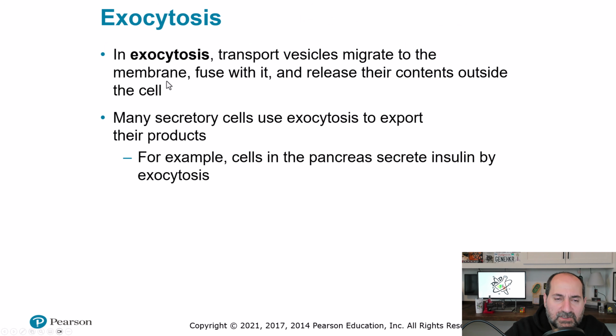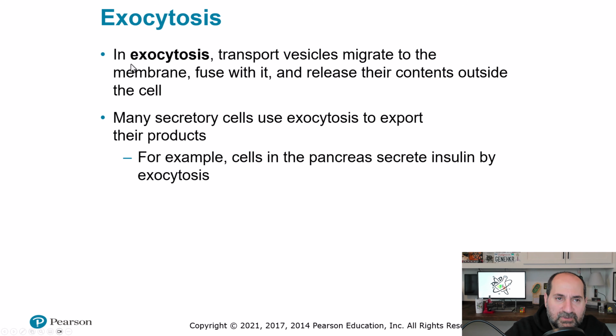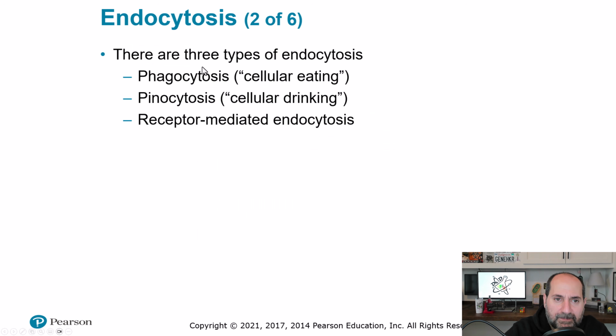And then lastly, we learned about bulk transport. You should know that bulk transport includes exocytosis and endocytosis. With exocytosis, this is bulk export. With endocytosis, this is bulk import. And then I told you that phagocytosis is bringing in solids into the cell. Pinocytosis is bringing in liquids into the cell.